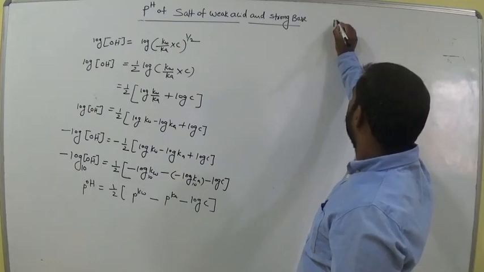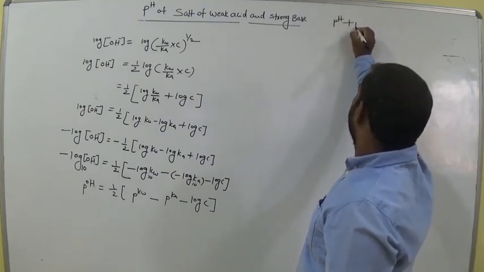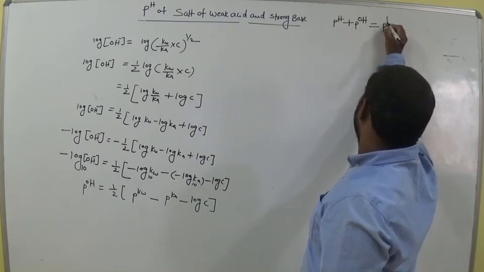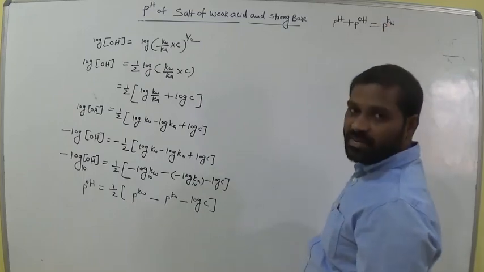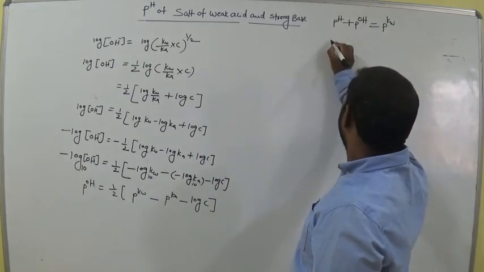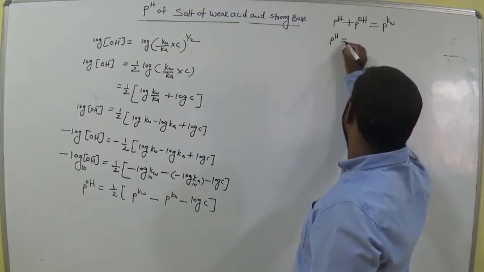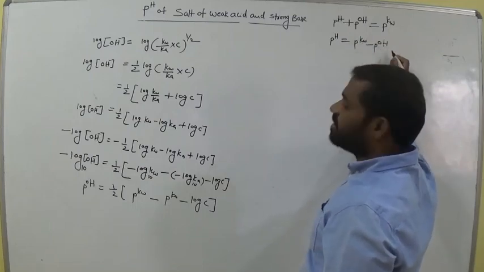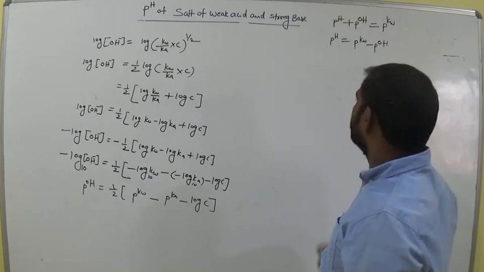But we know that pH plus pOH equals pKw, am I right? Clear all of you? Now from this one, what is the value of pH? That is pKw minus pOH. Clear all of you? Up to this step.